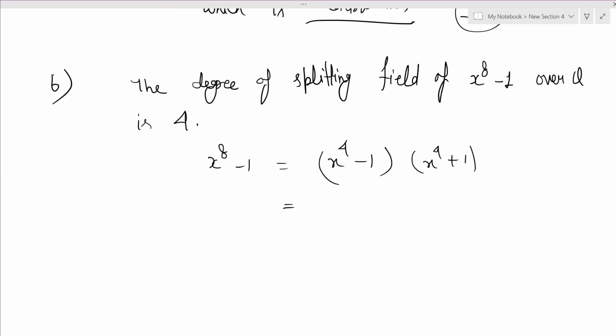And this is x minus 1, x plus 1, x squared plus 1, and x to the power 4 plus 1. Now see, these terms are the same as the previous one, and this is the new term.